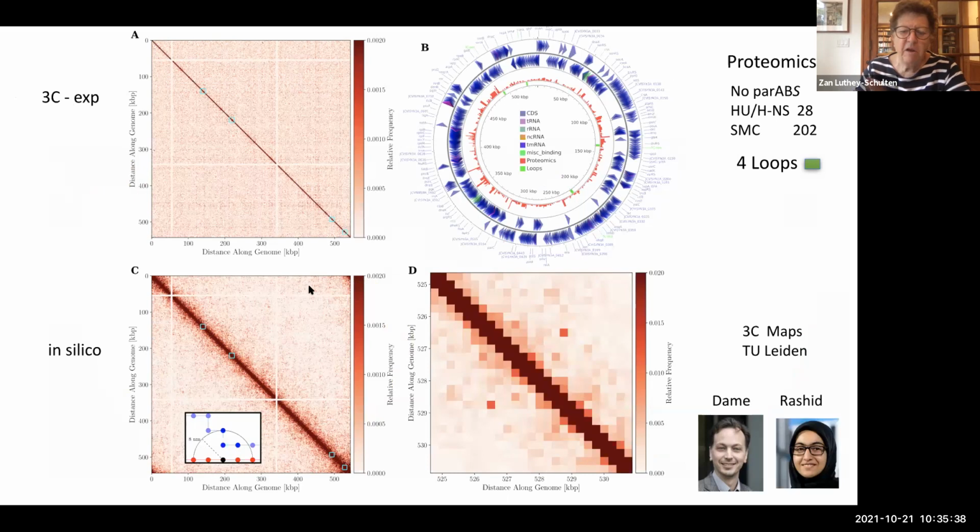If you had a mixing of the 2 arms with one another, you would see beginnings of a secondary diagonal coming in here. And if you have loops, you have to really zoom in. This is at about, I think, 1,000 base pair resolution, sort of these green spots. And if you zoom in on the in silico map, you can see there are things that are interacting with one another that are sort of what we call loops.